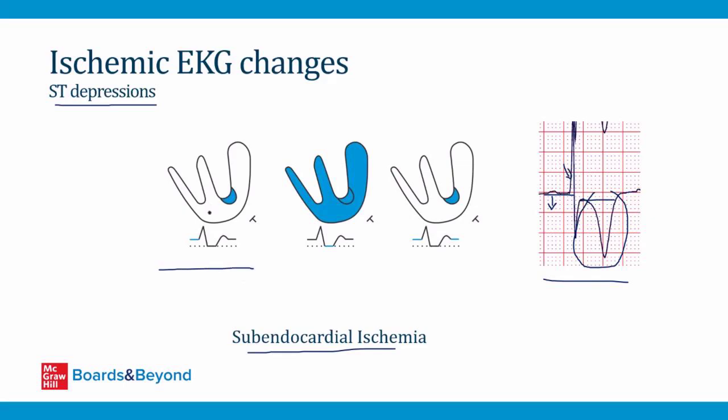little cartoon on the screen here. So this is meant to be a depiction of the heart. This is the left ventricle right here, and this is the right ventricle right here. And this is myocardium surrounding the ventricle, and this little blue section here is a small area of subendocardial ischemia. So in this drawing, the entire myocardium is at rest.